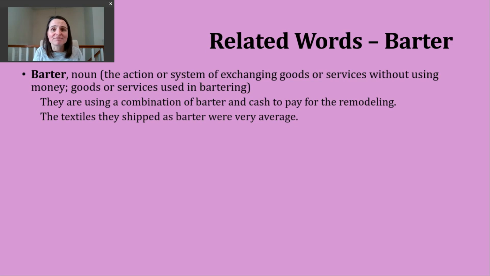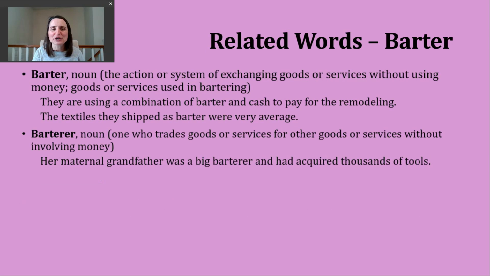The last word that we're going to look at today is the noun barterer. And hopefully you're noticing that second ER, another suffix there. And many times when we see that suffix, you can think one who does and look back to the base verb. So here we're talking about someone who barters, someone who trades goods or services for other goods or services. An example of this. Her maternal grandfather was a big barterer and had acquired thousands of tools.